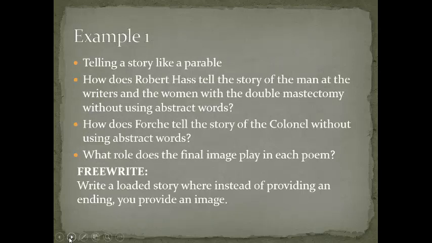So in Forché's little story, right? How does she tell the story of the colonel without using abstract words? She's using very serious details, and the final image in both of these poems tells a really, really big story. The blue bowl with the rose petals and bees is telling us an emotion that we have to think about and react to. Same thing with the ears that are listening and pressed to the ground at the end of The Colonel. So I'd like you to try, for this example, to write a loaded story like one of these, where instead of providing an ending, you give us a really, really intense image like these two poems provided.